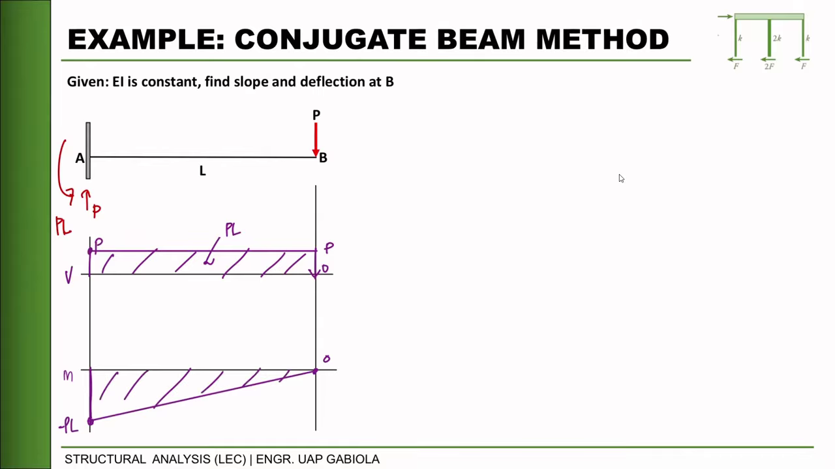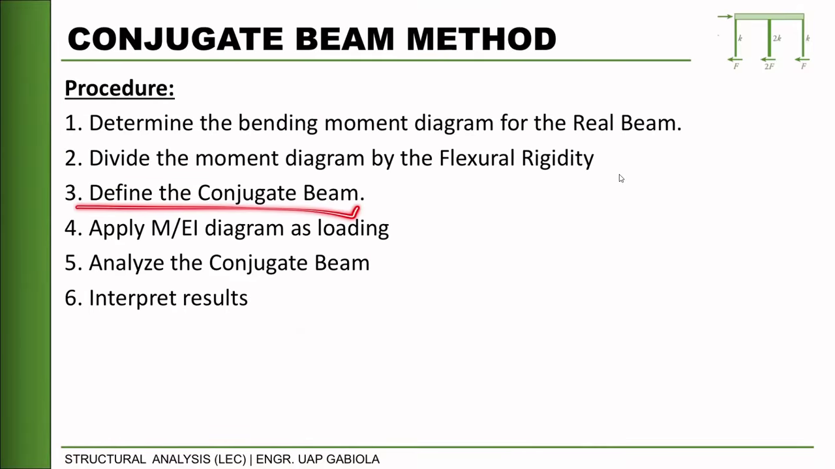The area would be 1/2 times negative PL, and since EI is constant, we just divide by EI, same shape, multiplied by the length. So the answer will be negative PL squared over 2EI for the area of the triangle. Now, we need to get the value of the slope. Again, let's check our steps. We got the moment diagram. We divided it by EI. The next step is to define the conjugate beam.